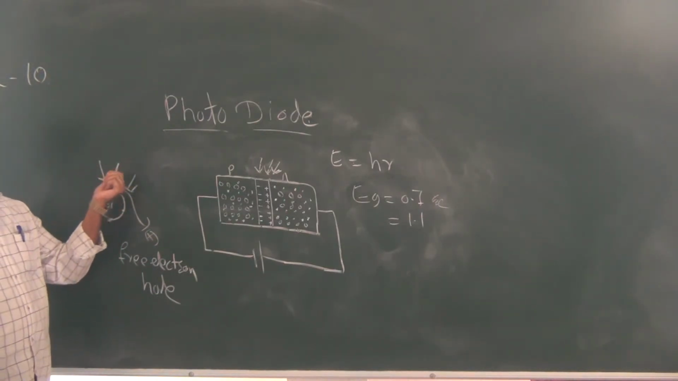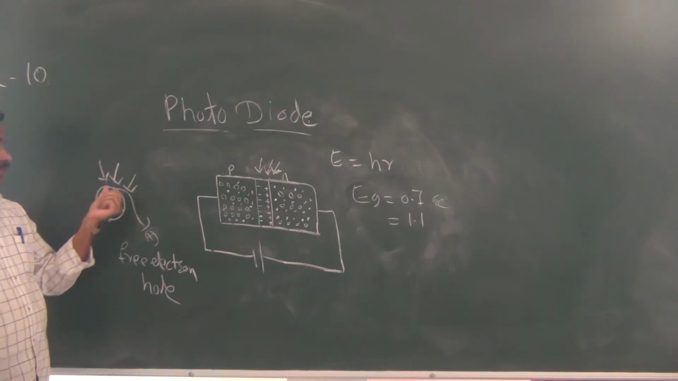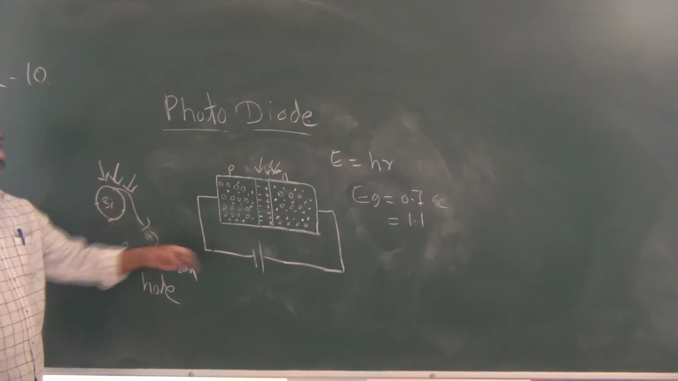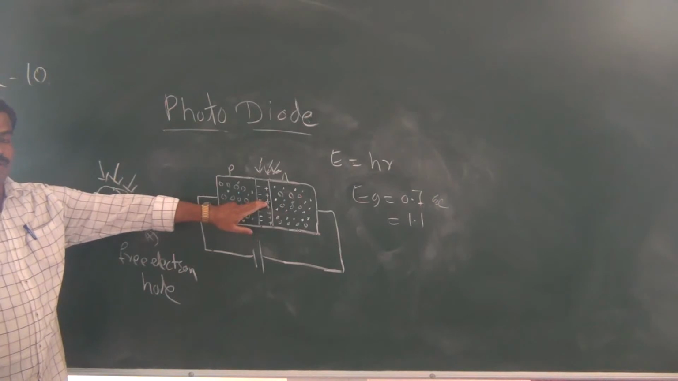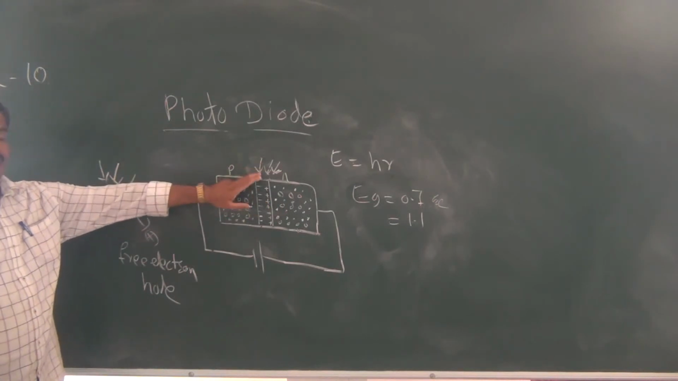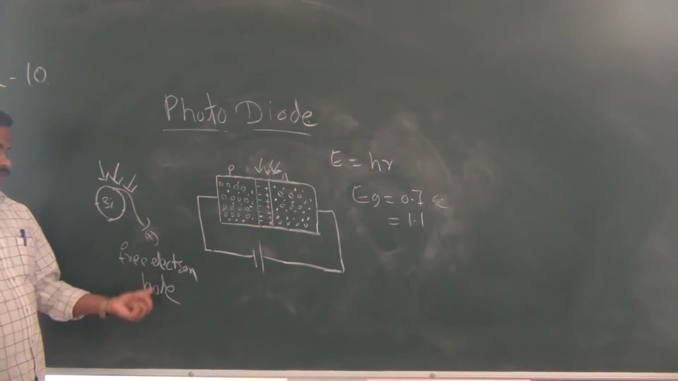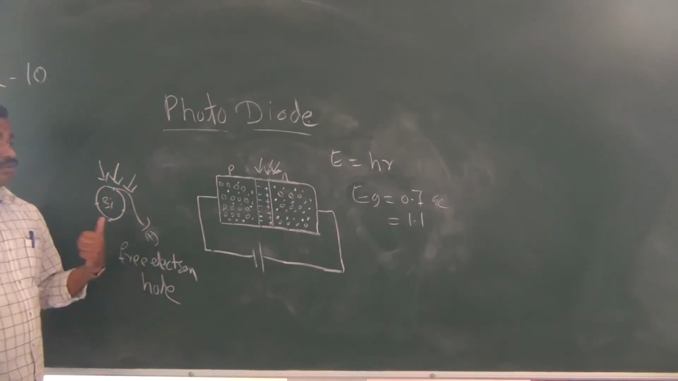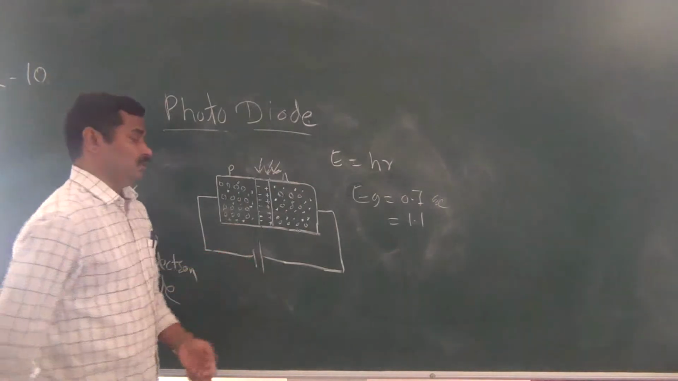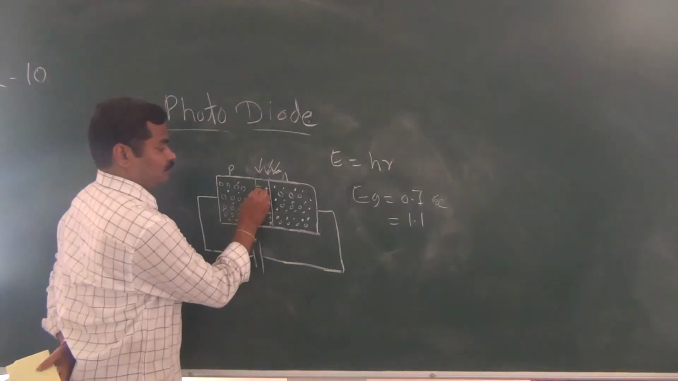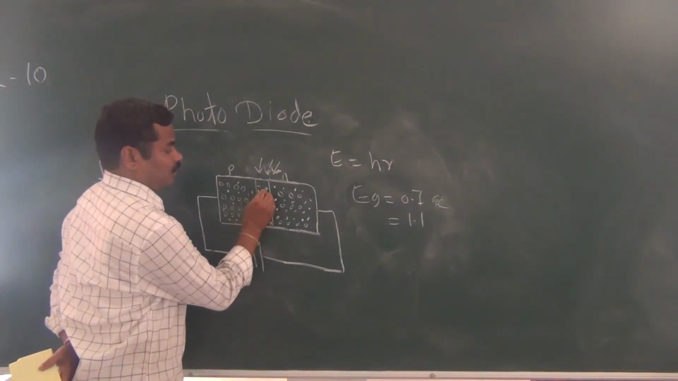Because of light energy, you are breaking the covalent bond. No doubt, atoms are there in the depletion layer. Because of this light energy, they break the covalent bond, the electron comes outside, and we get electron and hole in pairs. For example, you have an electron here, and you have the hole here.